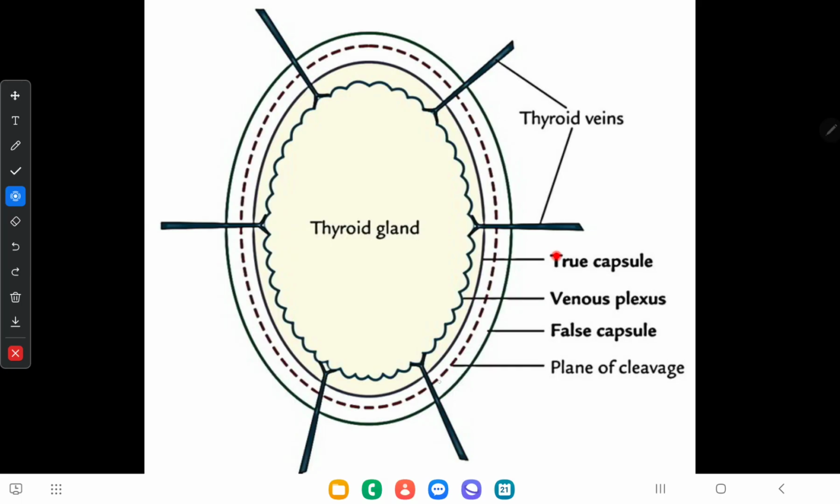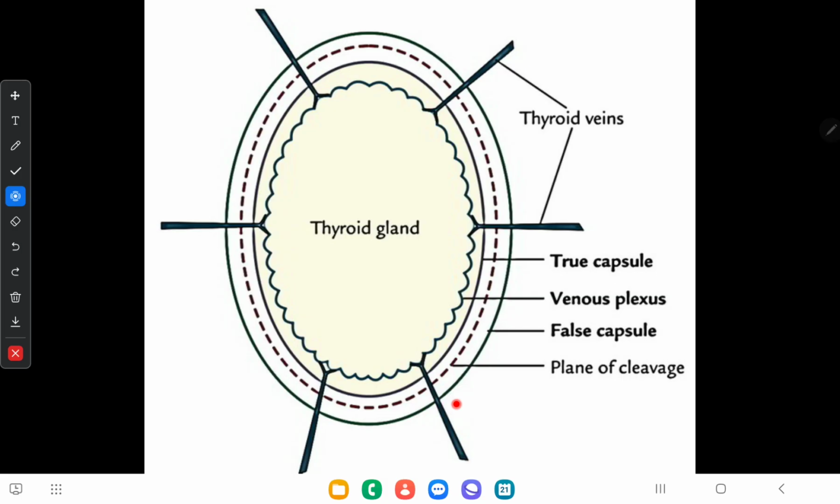The false capsule is derived from the pretracheal layer of the deep cervical fascia. The pretracheal fascia is attached above to the oblique line of the thyroid cartilage. On the posteromedial aspect of the lobe, the fascial capsule is thickened to form the suspensory ligament of Berry, which is attached to the arch of the cricoid cartilage.